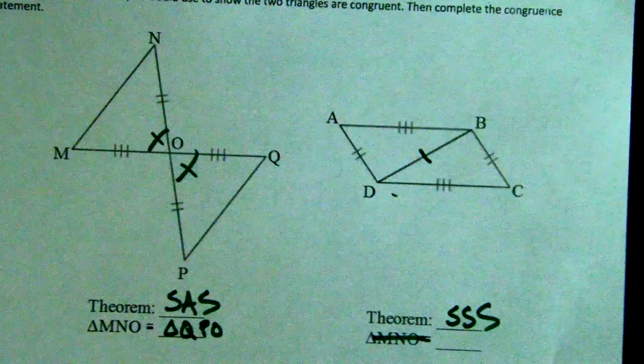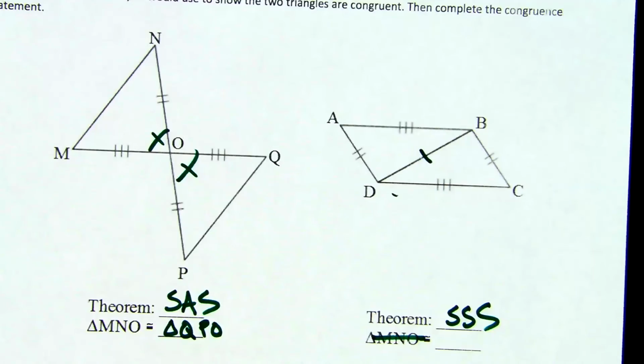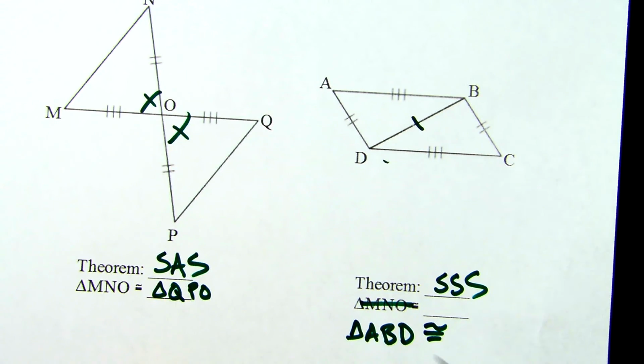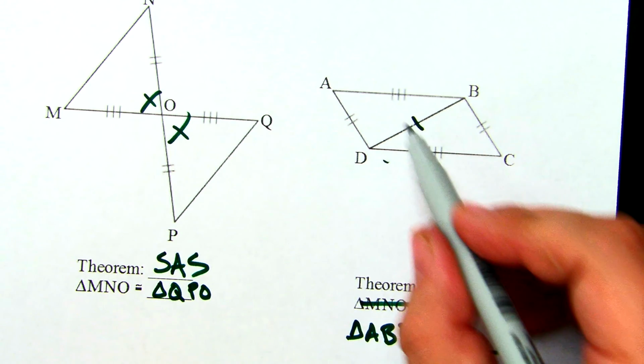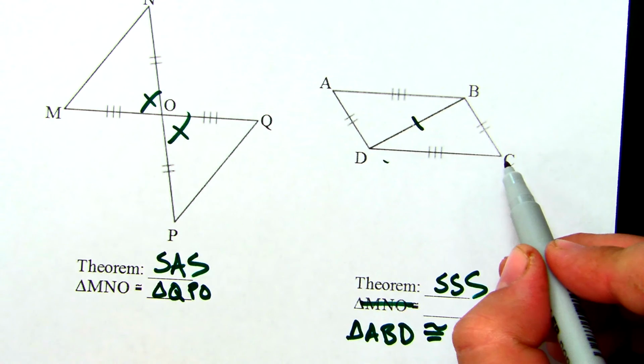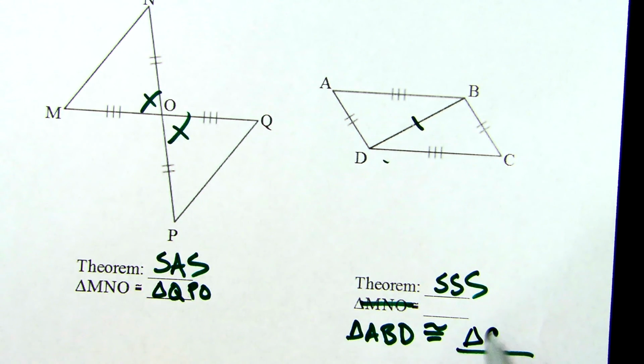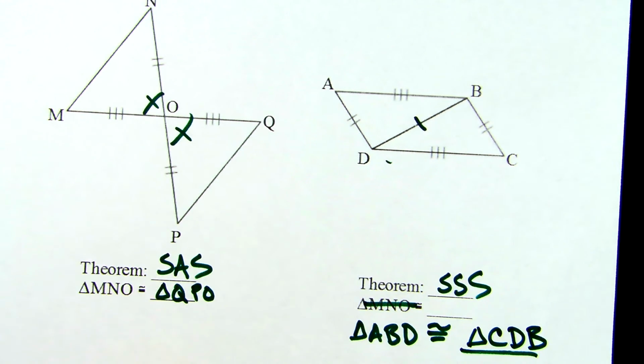My triangle should say, let's say, triangle ABD. We can call it ADB, we can call it DAB, whatever. I'm going to call it ABD. And that's congruent to what? ABD goes with CDB. Triangle CDB. And that makes all the angles match up and everything like that.